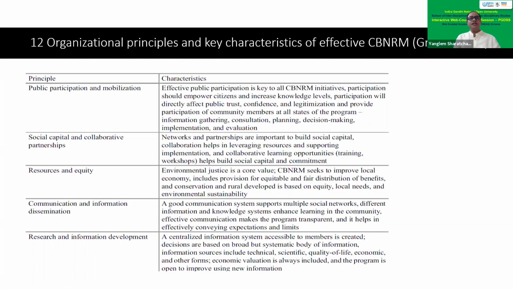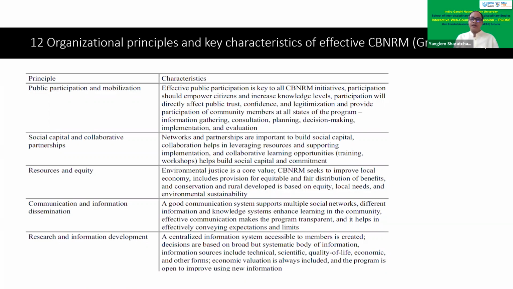They are public participation and mobilization. Public participation is very, very important. And before that, to get more participation, we need to mobilize them about the status of those natural resources. And social capital and collaborative partnership, that is also very important, because without collaboration, networks, and partnerships, it will be very difficult to build social capital. In that way, we will be able to build up social capital, and we'll be able to bring learning opportunities to the local stakeholders from different experts, right?